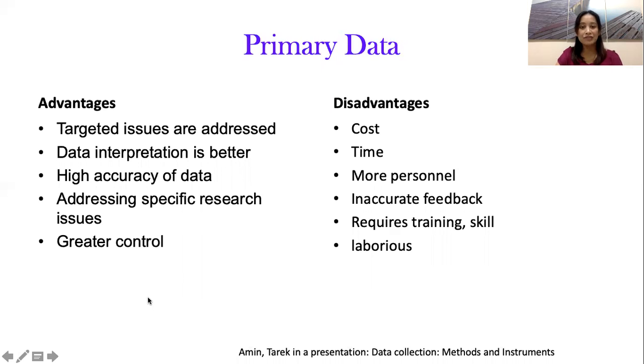Okay, so the advantages of primary data is that targeted issues are addressed. So whatever data you need, you'll be able to collect it. No? Unlike in secondary data, the data is already there. You can't control what is the available data. The data interpretation is better. There's high accuracy of data because you're able to control what type of data you collect, and you can address specific research issues, and you have greater control over what data you'll be able to collect.